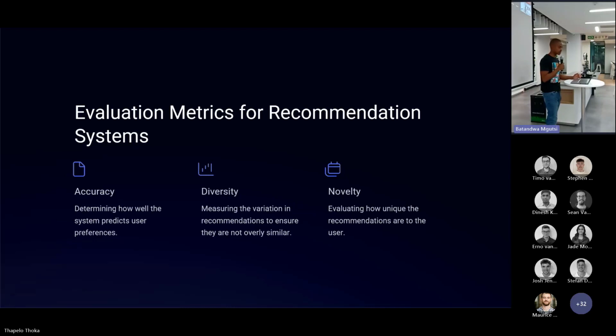These are some of the evaluation metrics for recommendation systems. These are all qualitative, as recommendation systems aim to improve a user's experience. So determining how well the system predicts user preferences, measuring the variation in recommendations to ensure that they're not overly similar, because you don't want to show the user the same thing over and over again just because it's similar to itself, and evaluating how unique the recommendations are to the user.